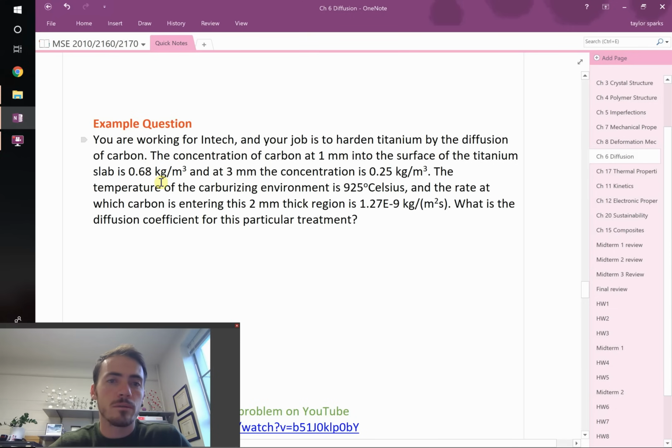The temperature of the carburizing environment is given, 925 Celsius, and it says the rate at which carbon is entering into this 2 millimeter thick region is 1.27 e to the negative 9 kilograms per meter squared per second. So they're giving us a flux there. That is an amount per area per time. So they gave us a flux that's entering this 2 millimeter thick region.